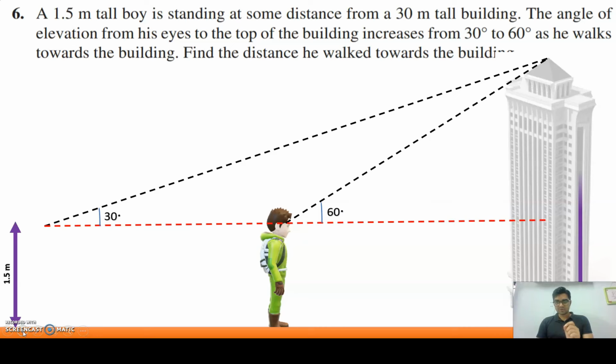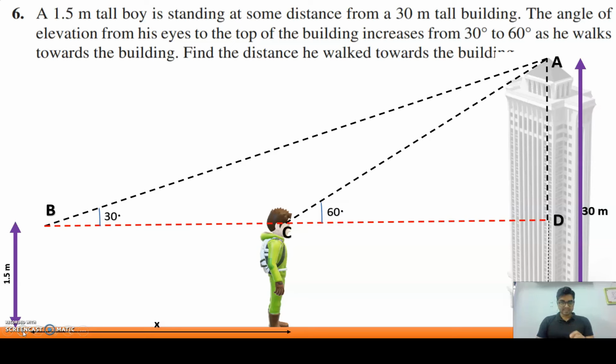Okay, so what we have to do here, before that we have given 30 meters also, the height of the building is given over there, and let that point be A, D, then we have B and C, and this is what we are looking for. We need to find the distance the boy has traveled. Okay, so this is what we are interested in, B and C.